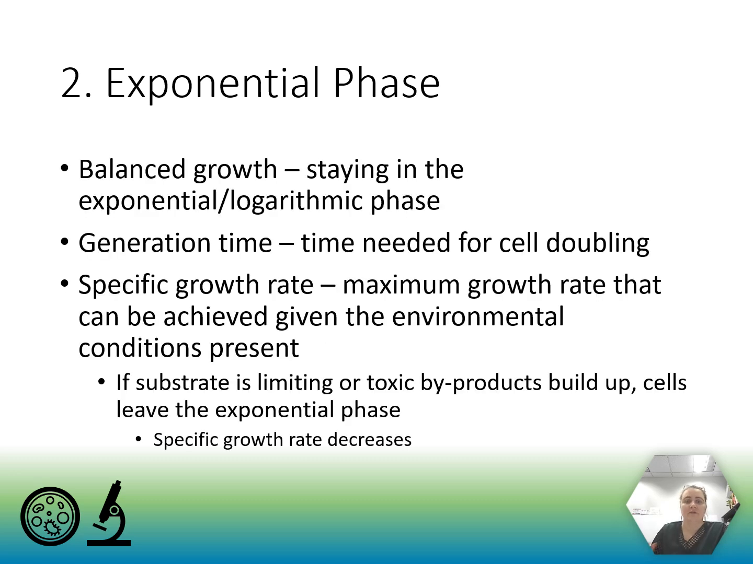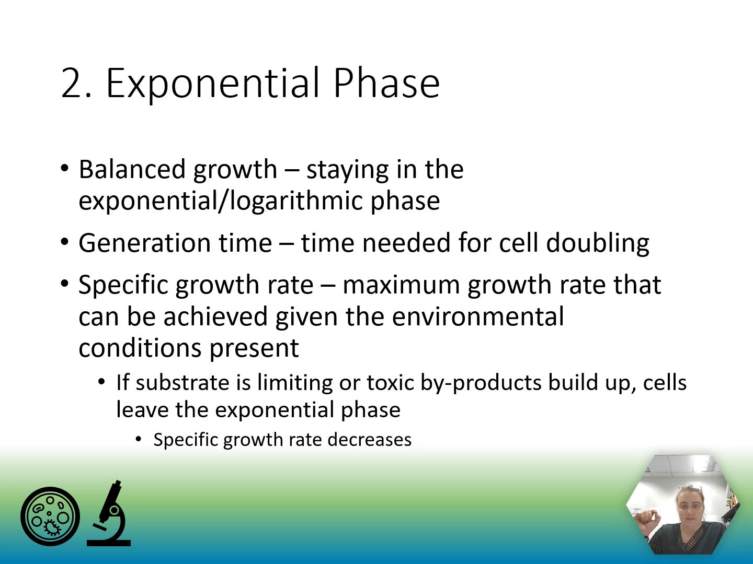In exponential phase, we can have a couple different terms. So this is a terminology slide. Balanced growth happens when we stay in the exponential or logarithmic phase. So if we want to keep cells growing, we are going to try and keep them in that exponential or logarithmic phase of the graph that you saw in the last video. Generation time is a term that we use for the time that is needed for cell doubling, so doubling the amount of cells that's there in the system.